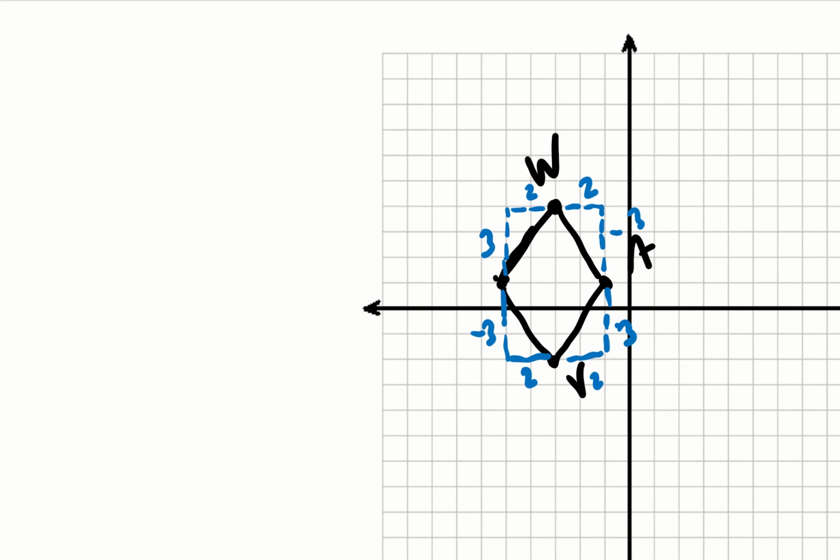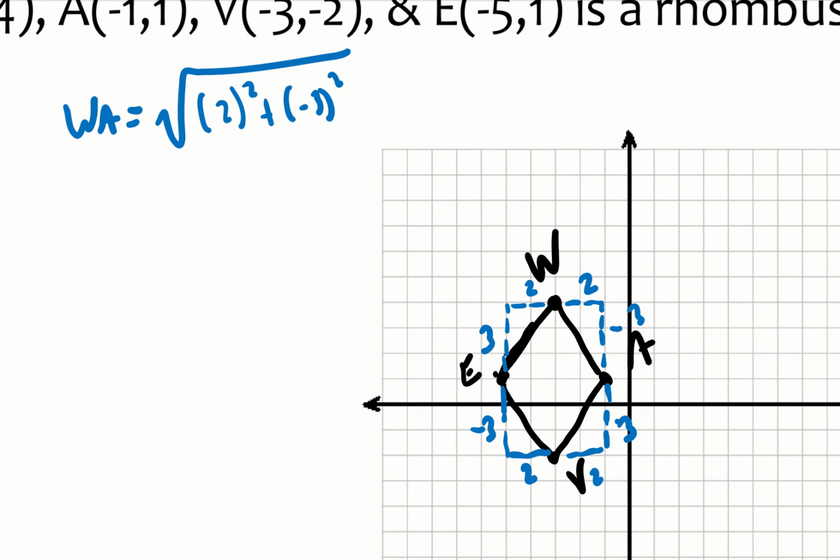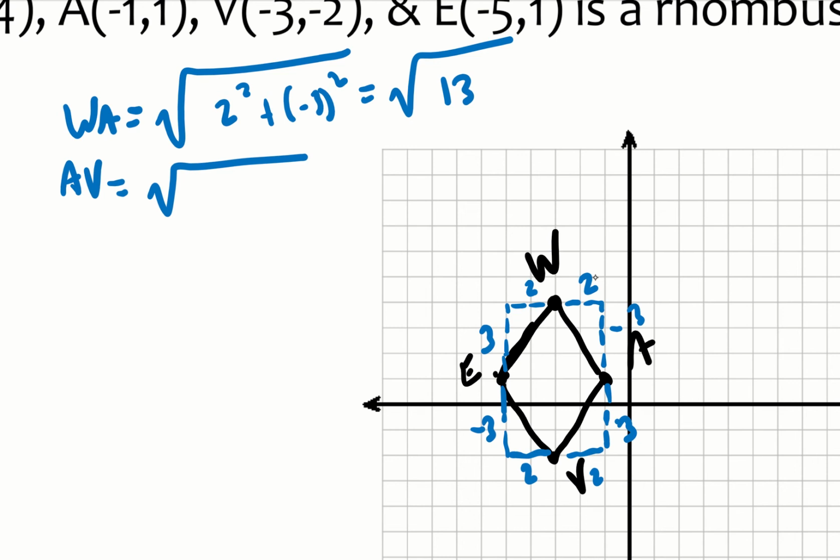So the distance, and this is supposed to be the point E. The distance for WA is the square root of the rise squared plus the run squared. So we got 2 squared plus negative 3 squared, which is the square root of 4 plus 9, which is square root of 13. Now AV is the square root of 3 squared plus 2 squared, which is also square root of 13.